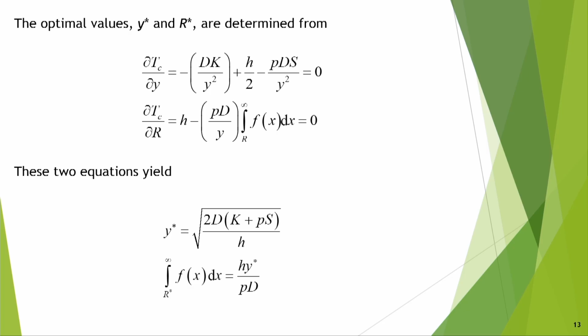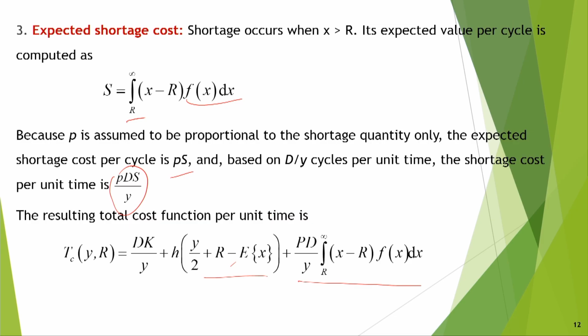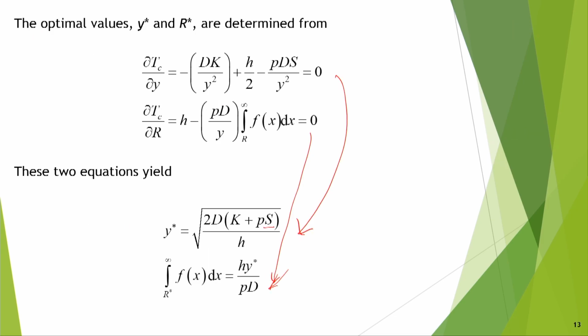So these two equations are there, and if you simplify from the first equation, you get y star is equal to under root 2d (K plus p S) by h, and from the second equation also you get like this. So these are the two equations and two unknowns. That means my R is unknown. Where has R gone? R is in S, basically S was the integral of (x minus R) f(x) dx. So R is hidden here. So you can say R is unknown and y is also unknown, but you have got two equations.